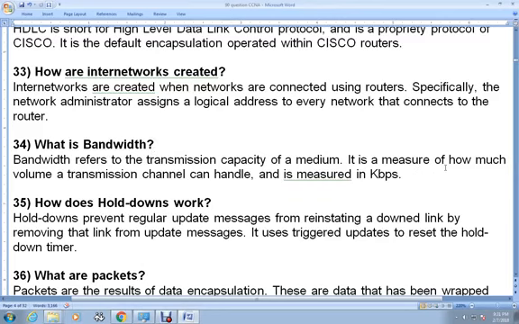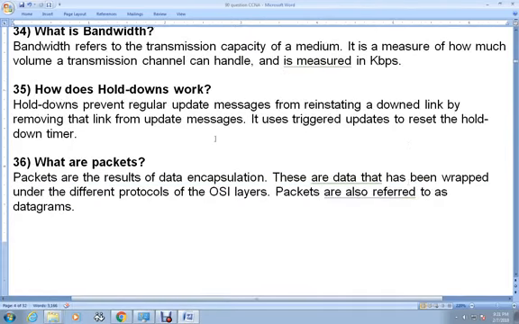It is a measure of how much volume a transmission channel can handle. It is measured in kbps. Next question: how does hold down work?